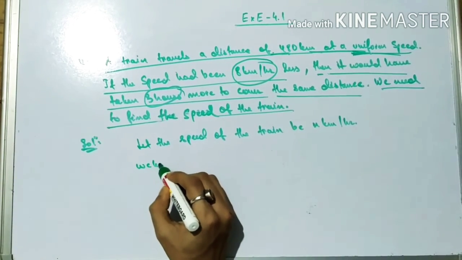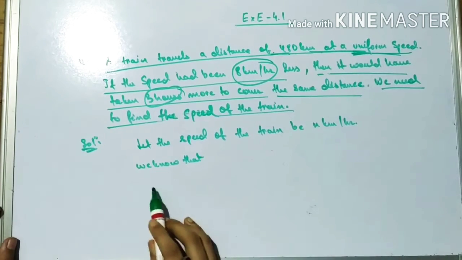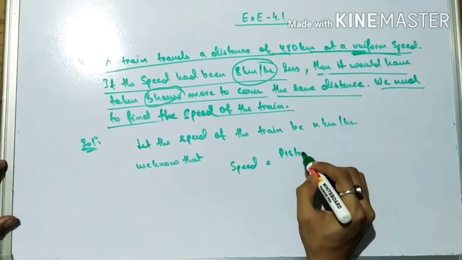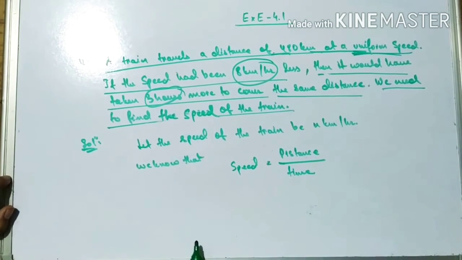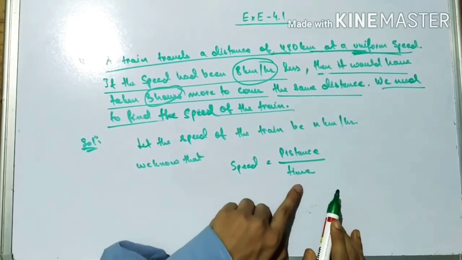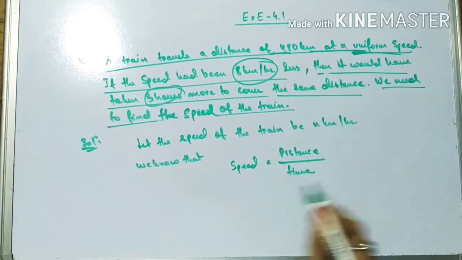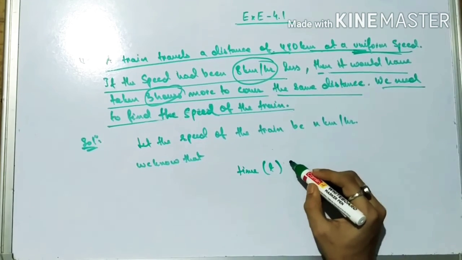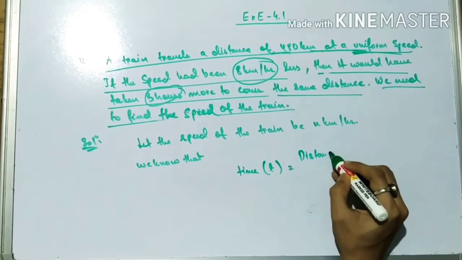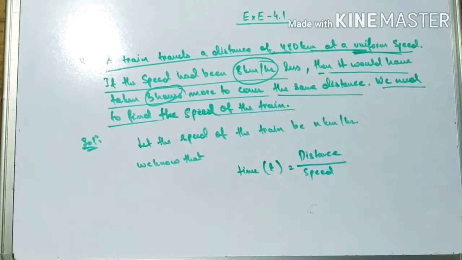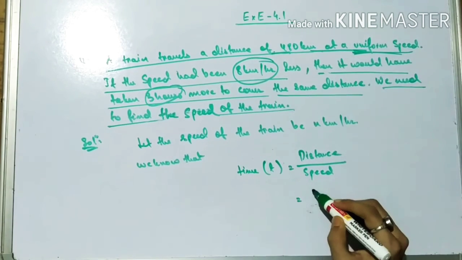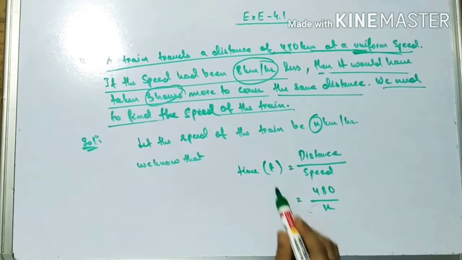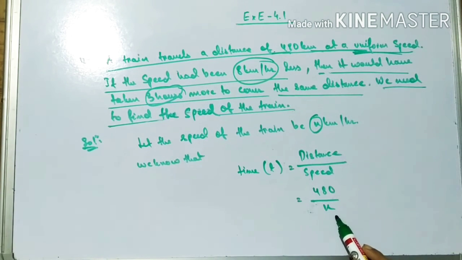Now, we know from physics class this formula, that speed is equal to distance by time. With the same formula, I will write speed below distance and bring time to this side. Time, which I am representing as t, is equal to distance by speed. The distance is 480 km, and the speed is x km per hour. So t is equal to 480 by x.